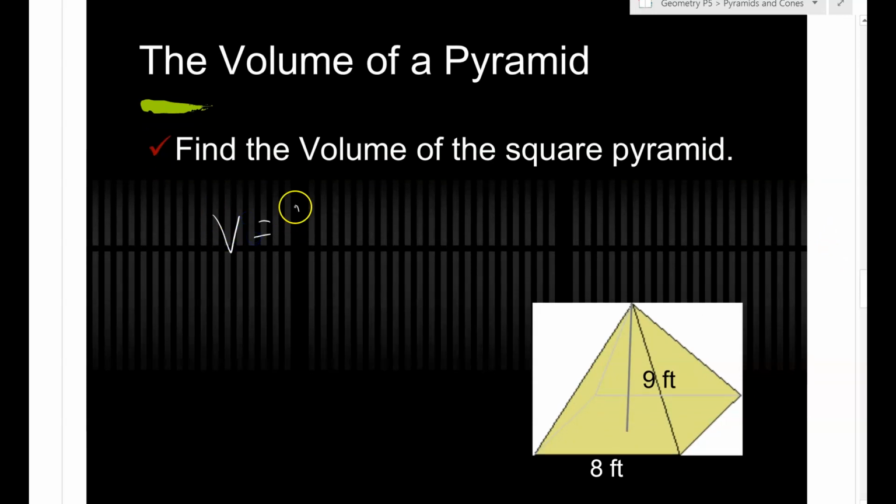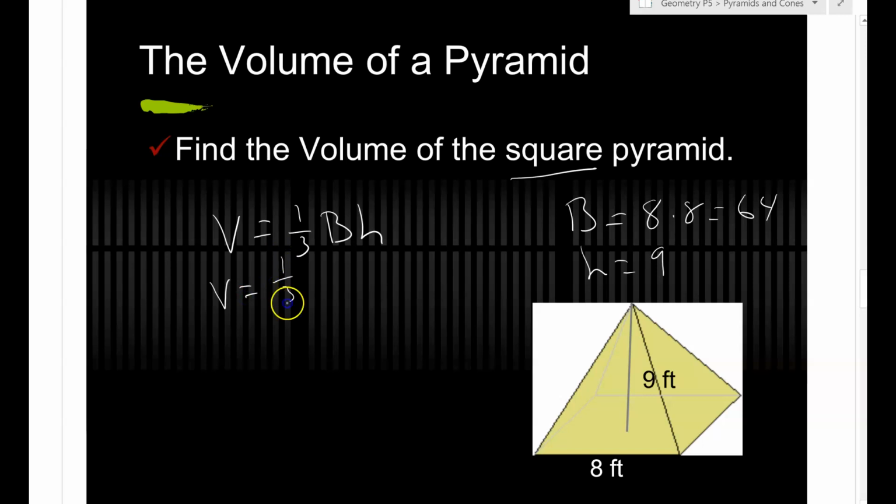Okay, so the volume of a pyramid is pretty straightforward, especially if I give you the information like this, 1/3 base times height. So my base, well, this is a square pyramid again, so it is 8 times 8, or 64. And then my h in this case is 9. So I'm just going to plug into our formula here, and we're going to say 1/3 times 64 times 9.